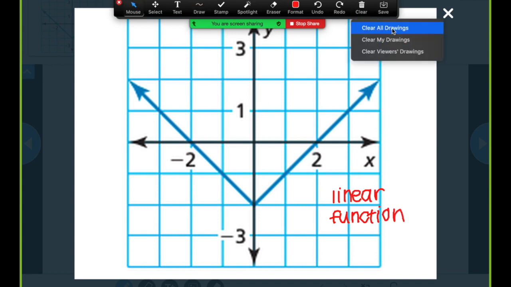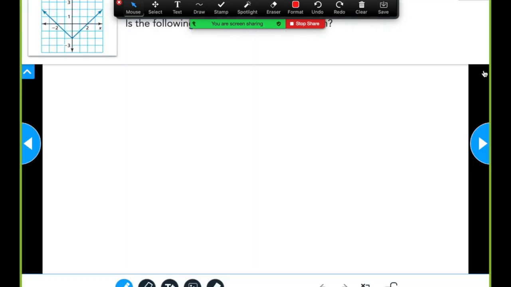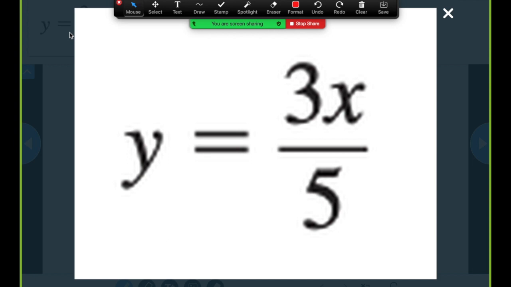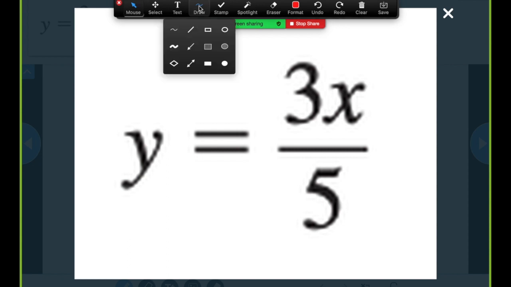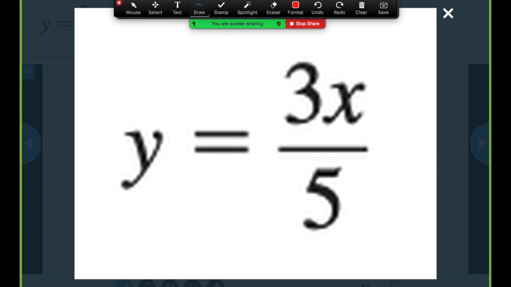Let's try out another one. Now this will be my last one. So identify if the following is a linear function. Okay, so let's check it out. Right now it looks kind of awkward, so a lot of people do believe that it is not a linear function, but let's draw it out so it looks a little bit nicer.